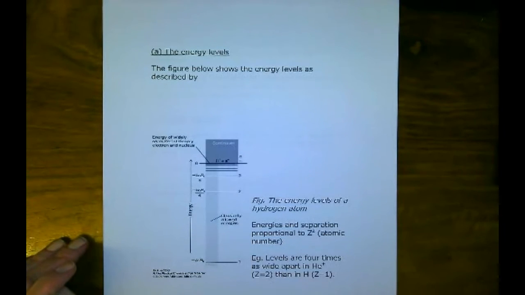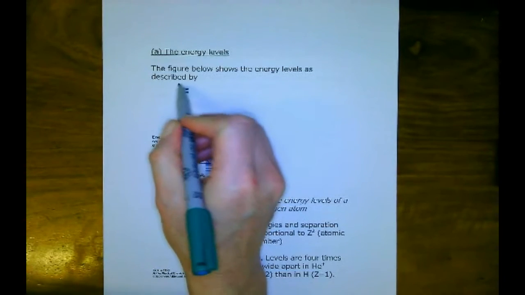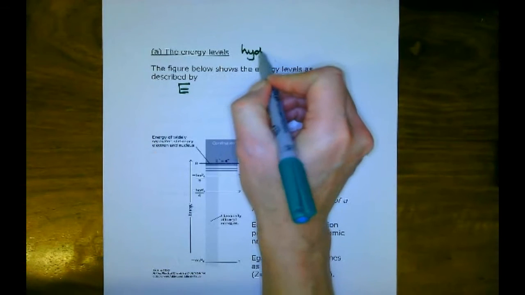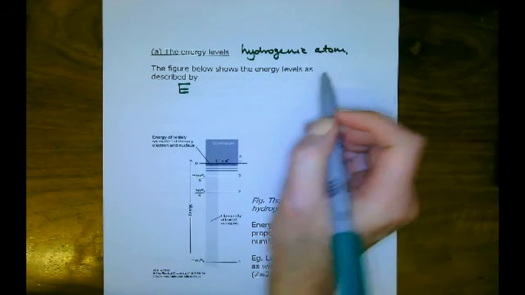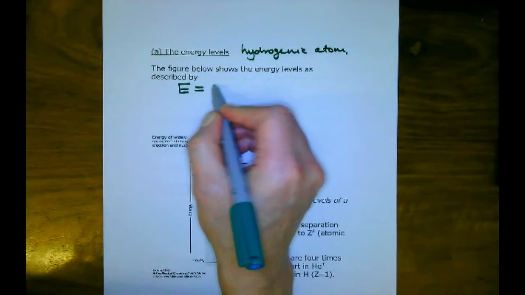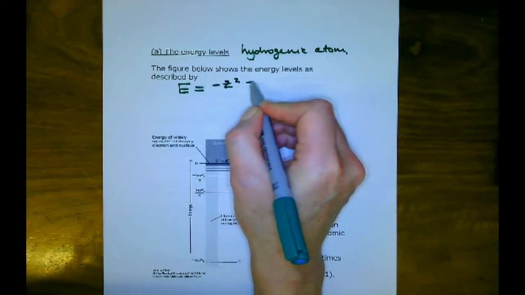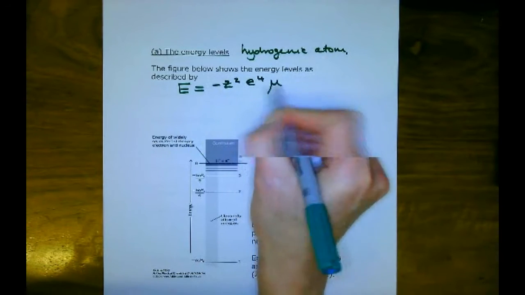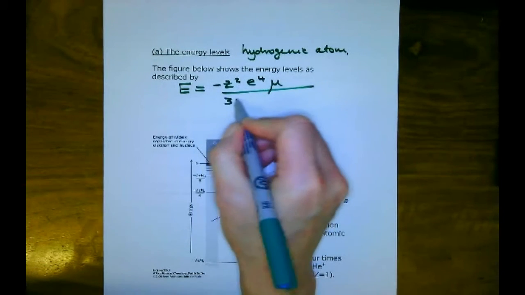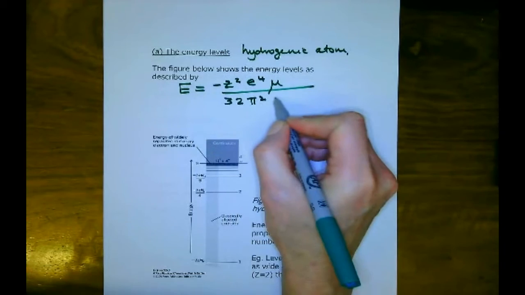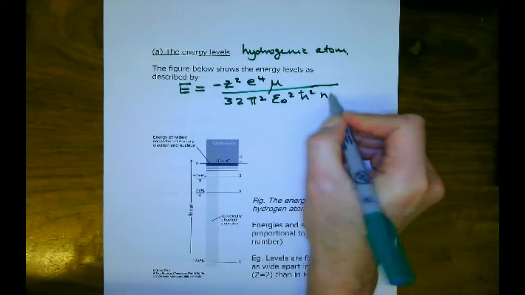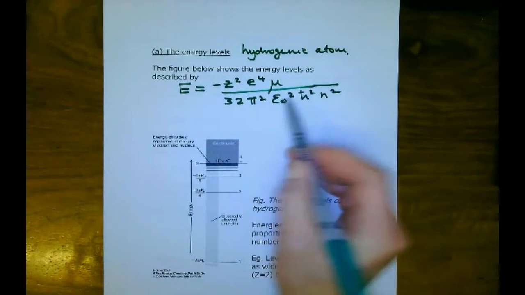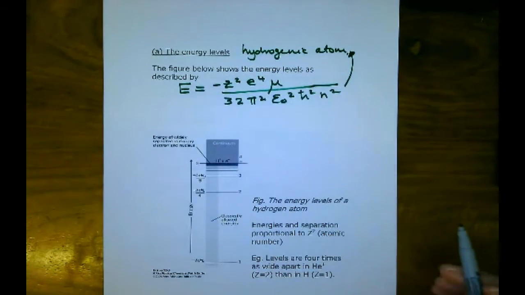So let's start by looking at the energy levels of a hydrogenic atom. We're still talking about a one electron atom. So the general energy equation for this type of atom is this equation. This is true for any hydrogenic atom.